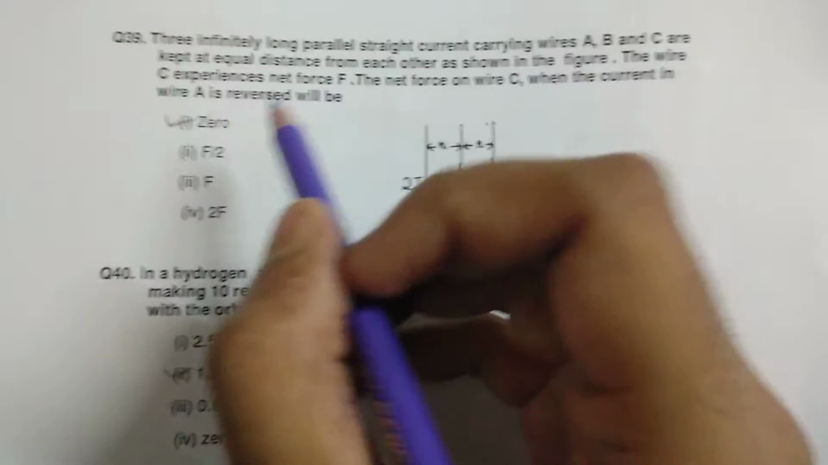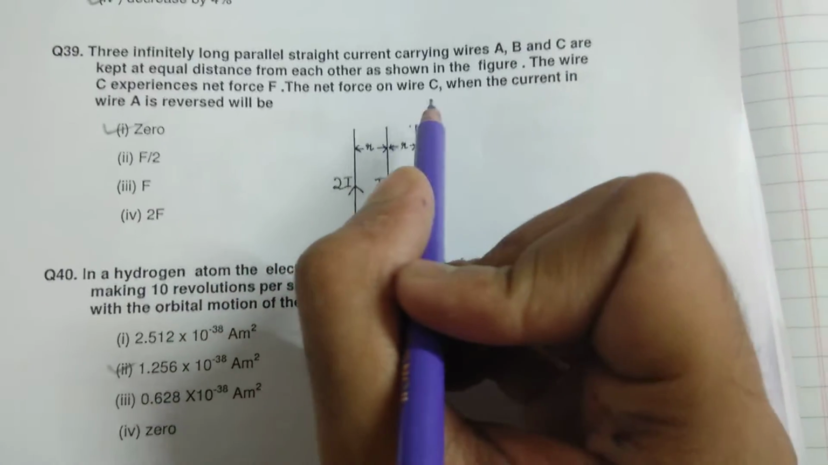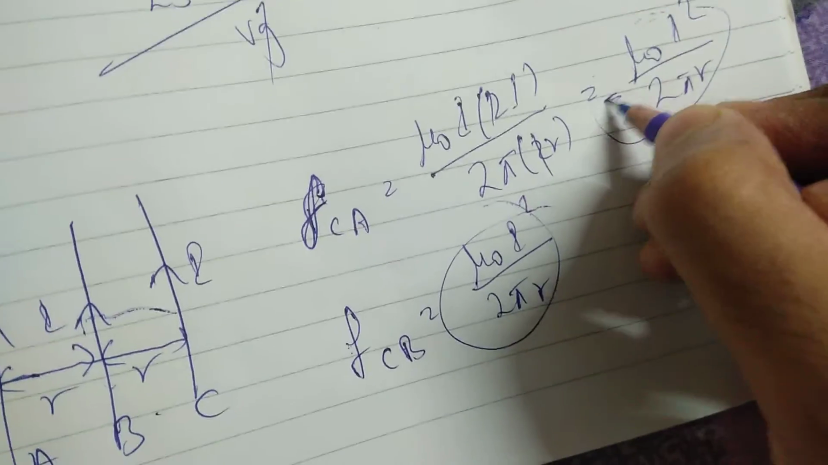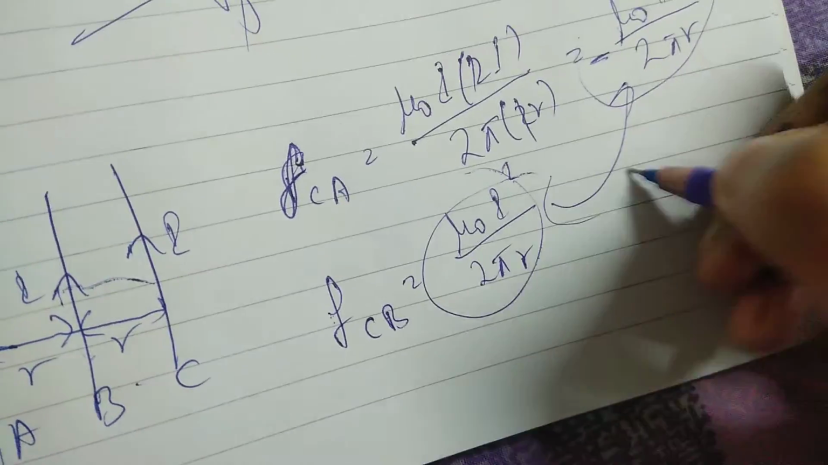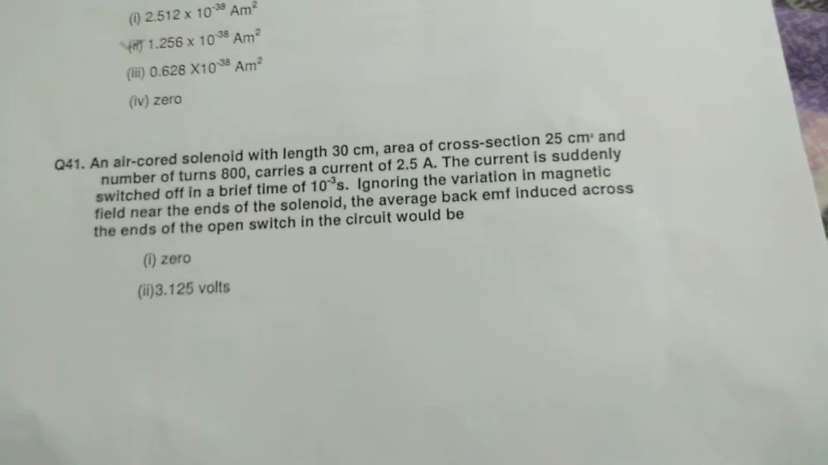Now the wire C experiences net force. If the current in wire A is reversed, now if I reverse this, then this will become minus. So the net force will be this minus this, which is 0. So the net force will be 0. That is the answer. Now the next few questions I will not be doing because they are extremely calculation intensive. You just have to apply the formula, nothing else, but extremely calculation intensive.